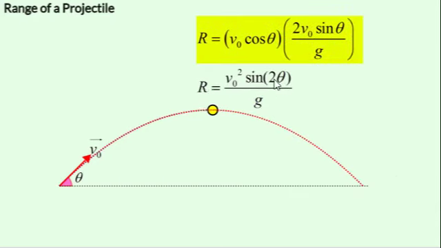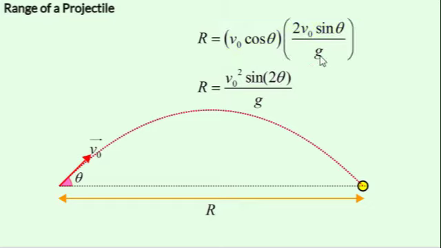Multiplying the two, we obtain the range of the projectile as v0 times cos of theta times 2 times v0 sine of theta over g. And we can simplify this further because 2 times sine of theta times cos of theta gives us sine of 2 theta. So we have a simplified version which is v0 squared times sine of 2 theta over g.